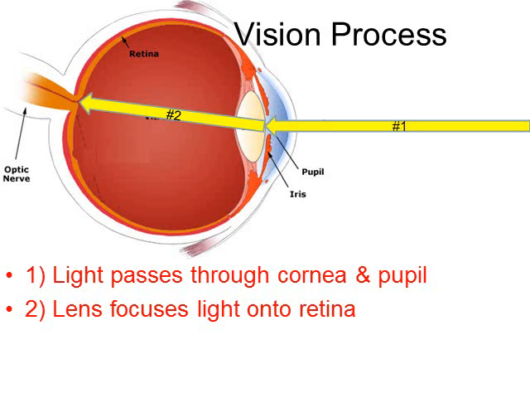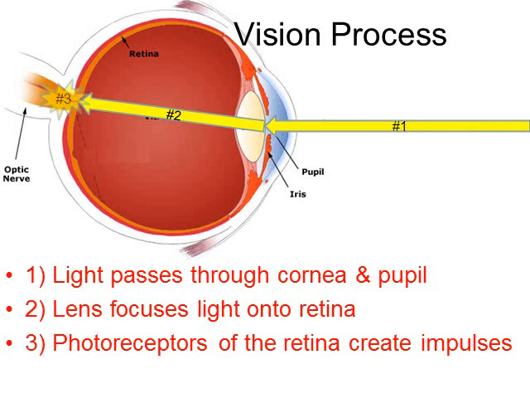Not only does the lens focus the light, I also mentioned earlier that the lens acts as a magnifier, so it will magnify the images that we're seeing. At the back of the eye we have the retina, and we mentioned that there are rod cells and cone cells on the retina. Rod and cone cells are examples of photoreceptors because they detect light.